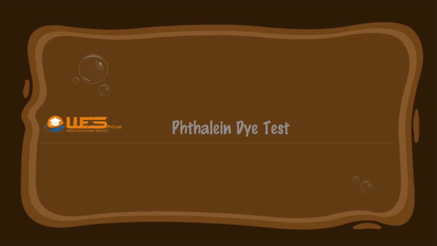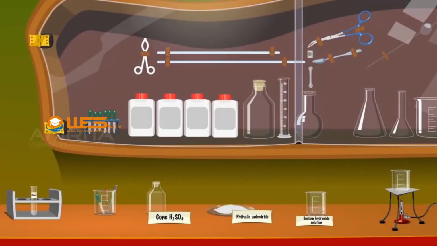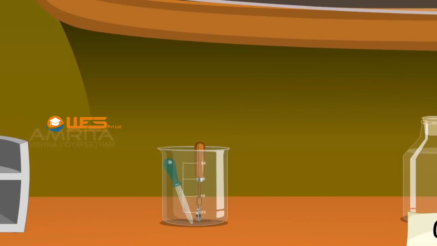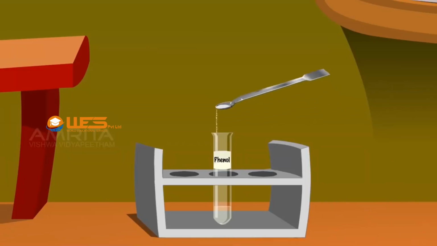Phthalein dye test. Procedure. Take a small quantity of phenol in a test tube. Using a spatula, take a small quantity of phthalic anhydride and add it into the test tube containing phenol. Take the test tube using a test tube holder.